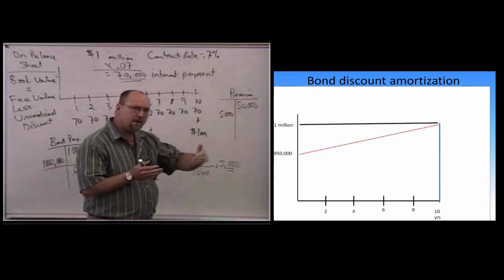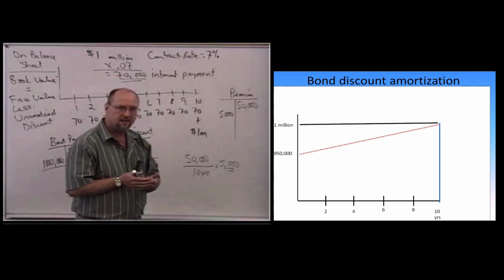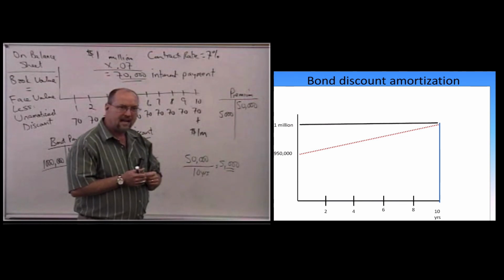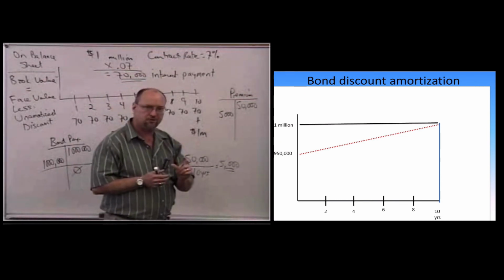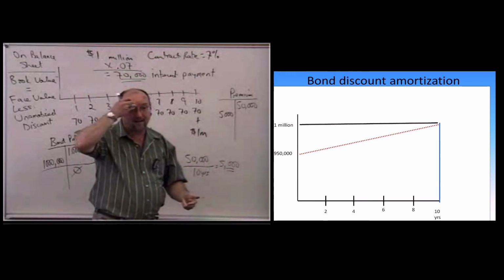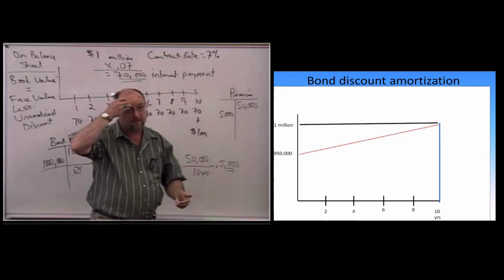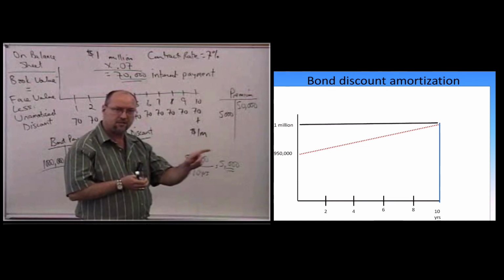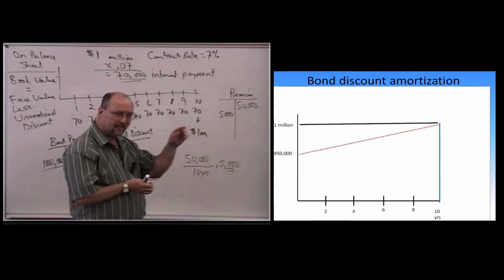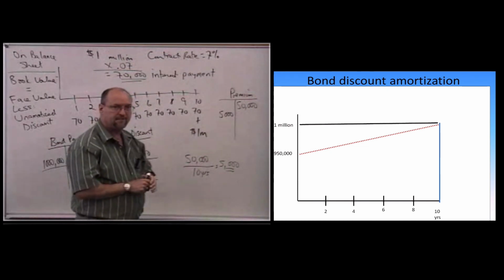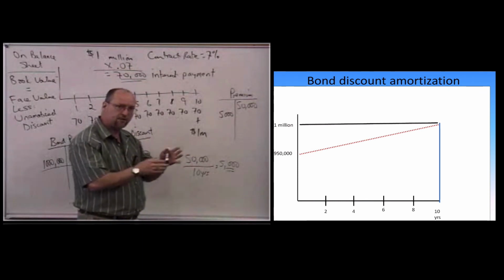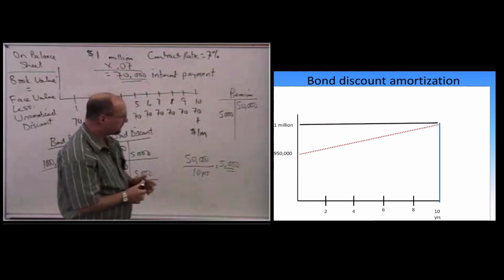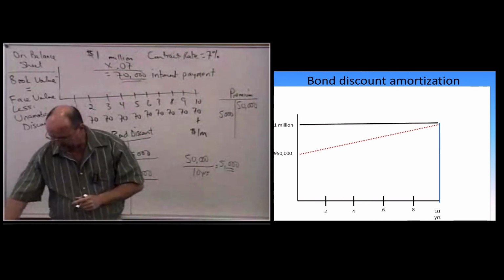And because I'm paying them a higher rate than the market requires, I'm going to charge them a little bit more. And I'm going to spread out that premium over 10 years, and it's going to reduce my interest expense by $5,000 a year. So even though I'm paying them $70,000 in interest each year, my interest expense in a premium would be $65,000 per year. Okay, so it works in the opposite direction of a bond discount.